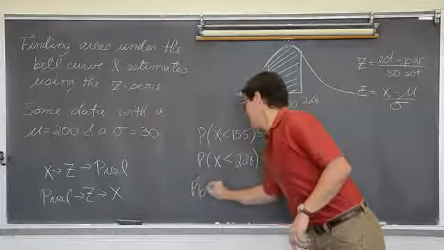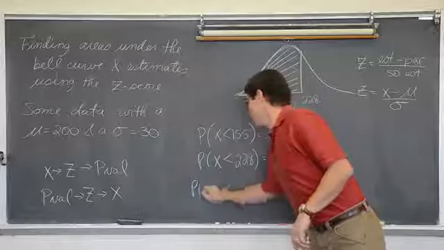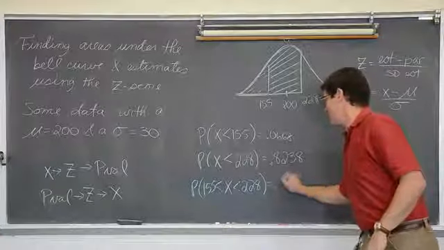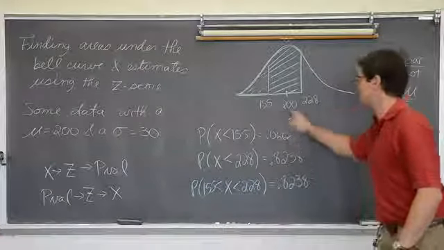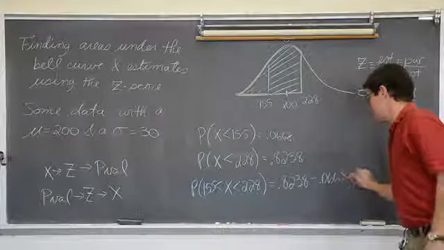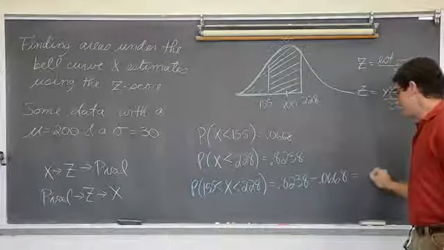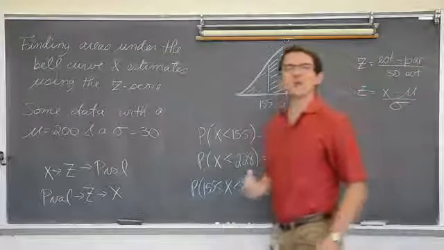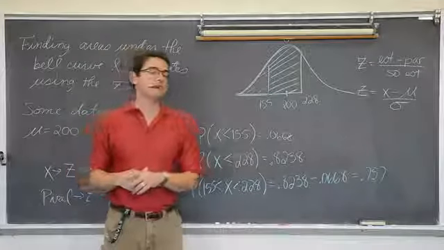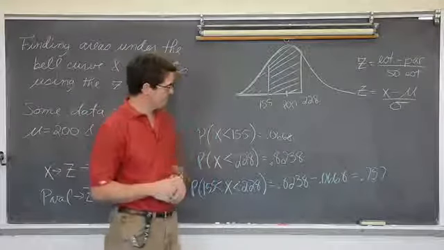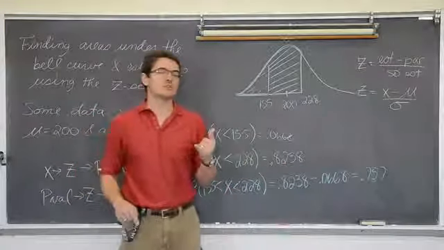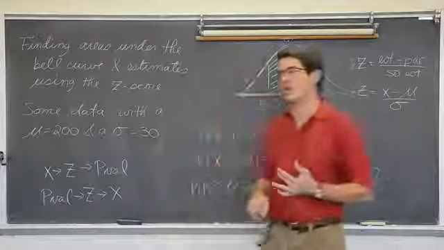So the probability that x is between 155 and 228 is 0.8238 minus, now when we take out this little tail with subtraction, 0.0668, or that's 0.757. So the probability of observing a value between 155 and 228 is 75.7%. Awesome. Okay, a couple z-scores and how to find the area of an interval. Area to the left of the large minus the area to the left of the small.